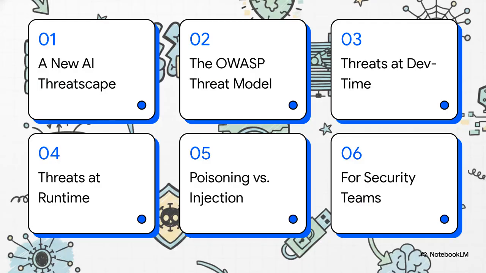So here's our game plan for today. First, we're going to map out this new threatscape using the OWASP AI Threat Model. From there, we'll dive into the two main battlefronts, threats that happen at development time and threats at runtime. We'll compare two classic examples, data poisoning versus prompt injection, and then we'll wrap it all up with some actionable intelligence that your security teams can use right now.